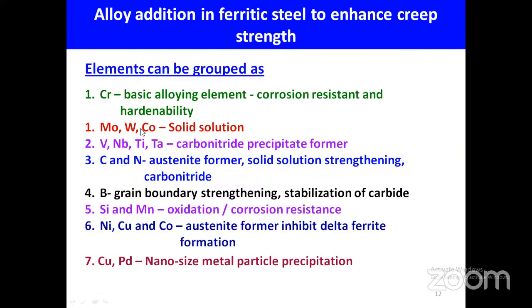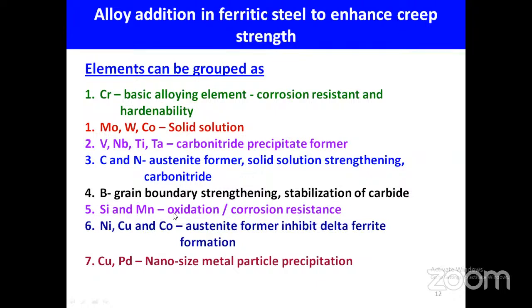Molybdenum, tungsten and cobalt are added as solid solution strengtheners because the atomic radius is higher, which gives lattice strain and leads to increased solid solution strengthening. And also, in order to place the carbides along the boundaries, we add the carbide forming elements: vanadium, niobium, titanium, tantalum. These elements combine with carbon and nitrogen and form carbonitrides or carbides. Carbon and nitrogen are also austenite formers, which prevent delta ferrite formation and also act as solid solution strengtheners. And boron is added to strengthen the boundaries and to stabilize the precipitates or carbides.